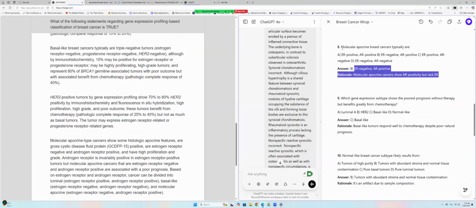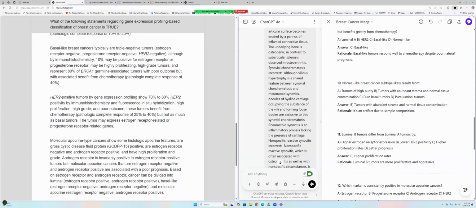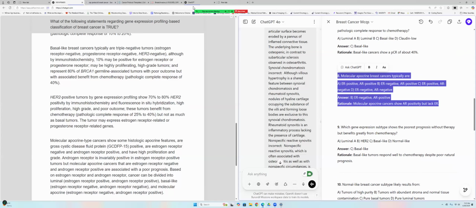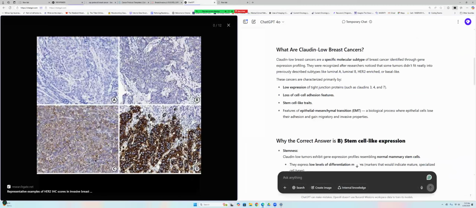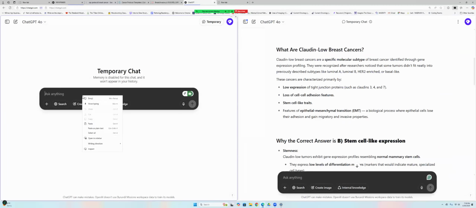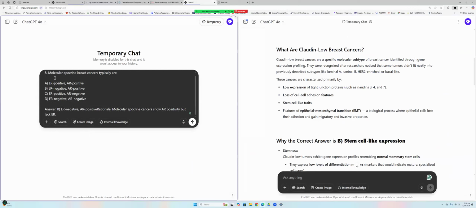What are apocrine breast cancers? You know them? You know how apocrine looks under the microscope. Abundant eosinophilic cytoplasm, and they may have some tufting or a corrugated appearance, maybe hobnailing. So let's look at this quickly.